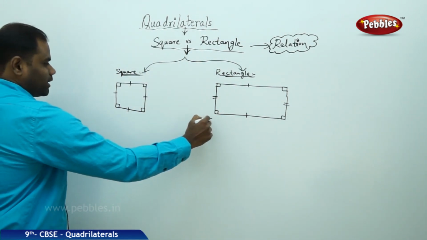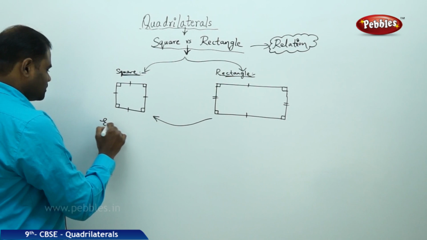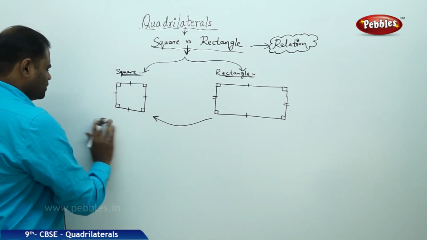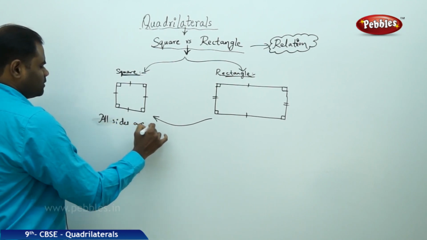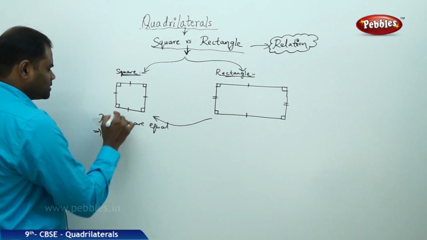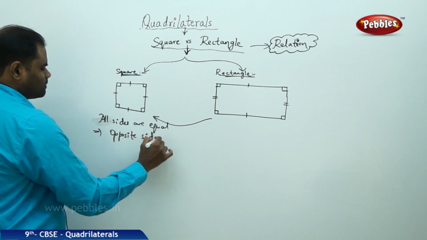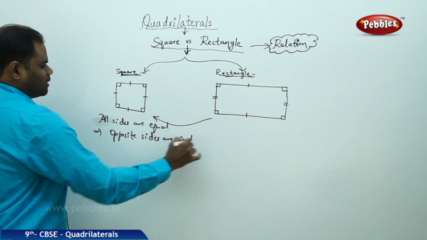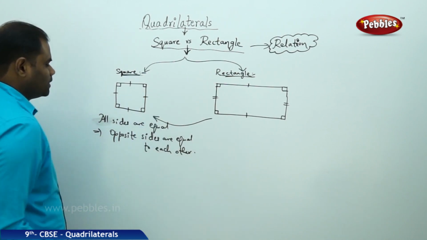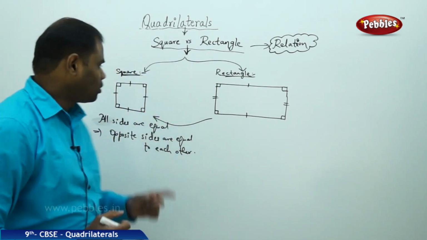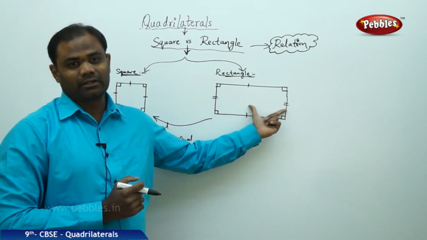So I can understand rectangle through a square because for a square, when all sides are equal, it implies opposite sides are equal to each other. Therefore, all sides are equal implies opposite sides are equal to each other. Therefore, this retains the property of a rectangle.